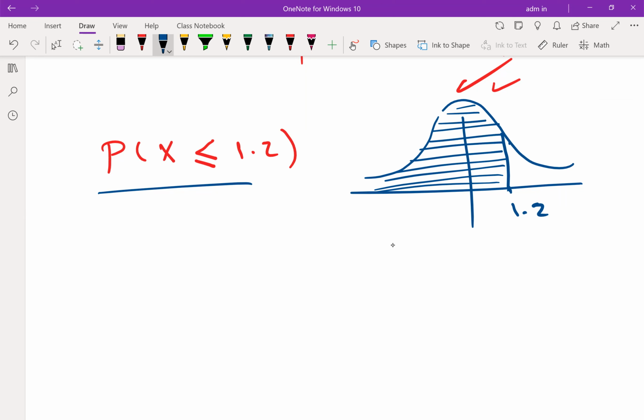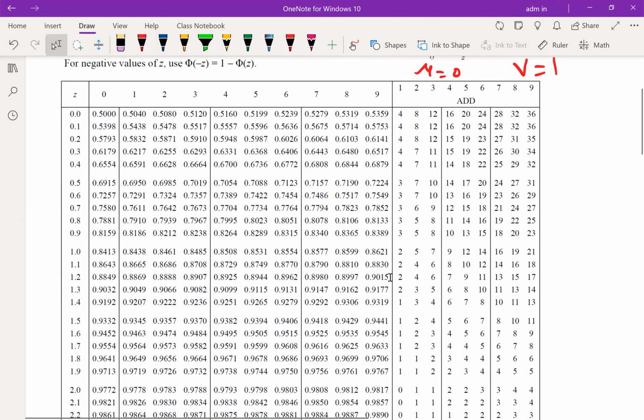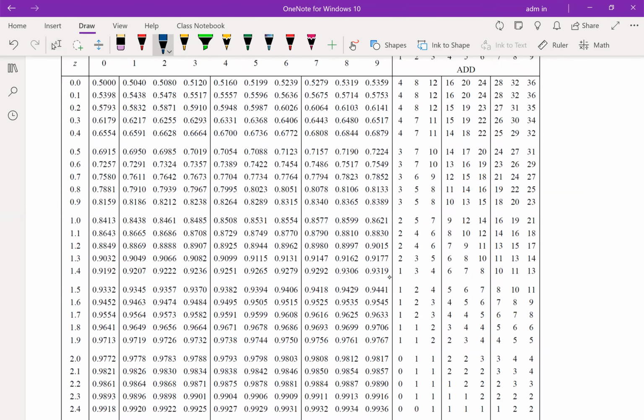This table was created to give the area under the curve and the x-axis where X is less than a positive value. By looking at the table, start first at the left-hand side, vertically. Search for 1.2. Look at this table. Where is 1.2 vertically? The value of z, 1.2. The first value represents the area less than 1.2.